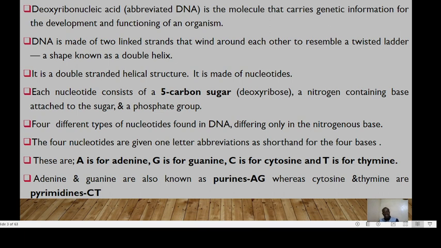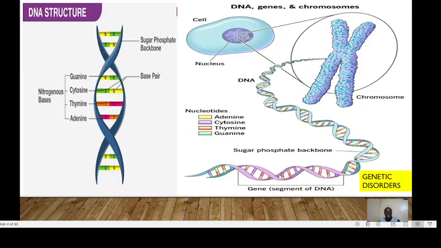If you try to classify all these, you find that adenine and guanine, abbreviated as AG, are usually purines, whereas cytosine and thymine, CT, are the pyrimidines. If you look at our structure on our right, we have the chromosome here that forms the DNA. You can see the DNA. And a gene is normally a section of the DNA.